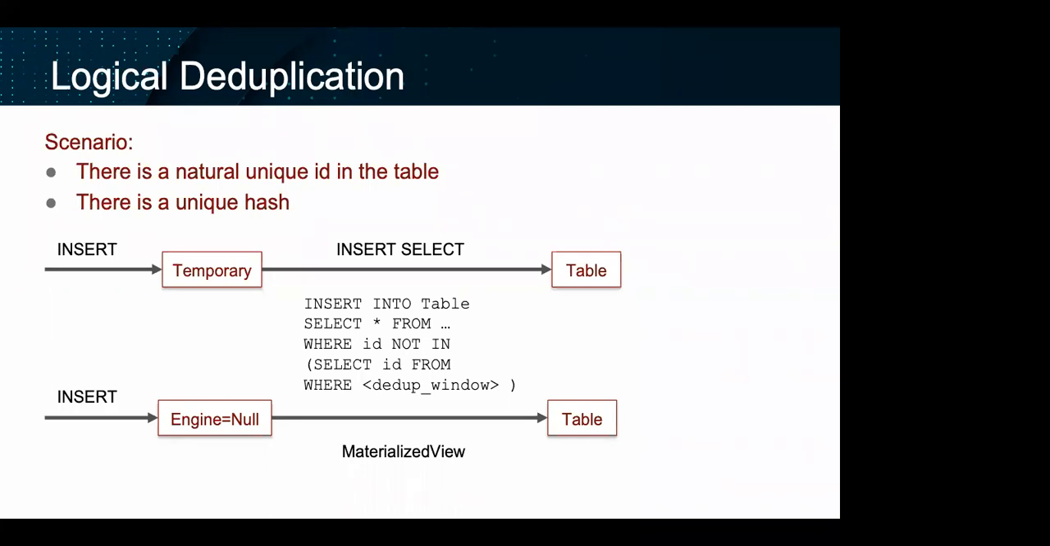Another alternative to the temporary table is to use a Null engine. A Null engine is an interesting feature in ClickHouse that allows you to insert data but not store it. At the same time it fires all materialized views attached. So if you insert to a Null table, you can use a materialized view with a WHERE ID NOT IN condition that would move the data to your permanent table.